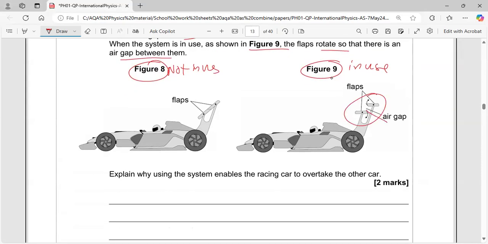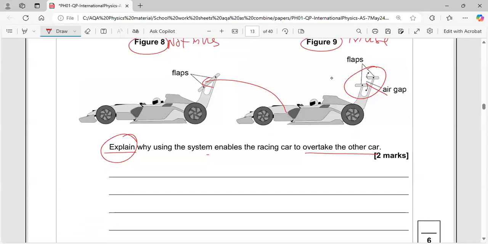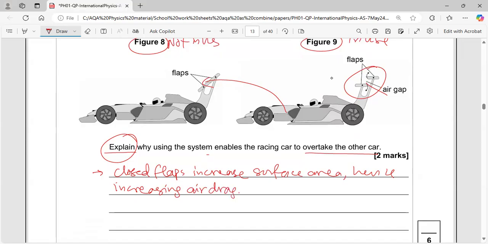This is the air gap. Explain why using the system enables the racing car to overtake the other car. Okay, so this car has to overtake this car. So this is a simple thing. You can see that when the flaps are closed, there is more surface area. So we say that closed flaps increase surface area, hence increasing air drag, right? And air drag is an opposing force.